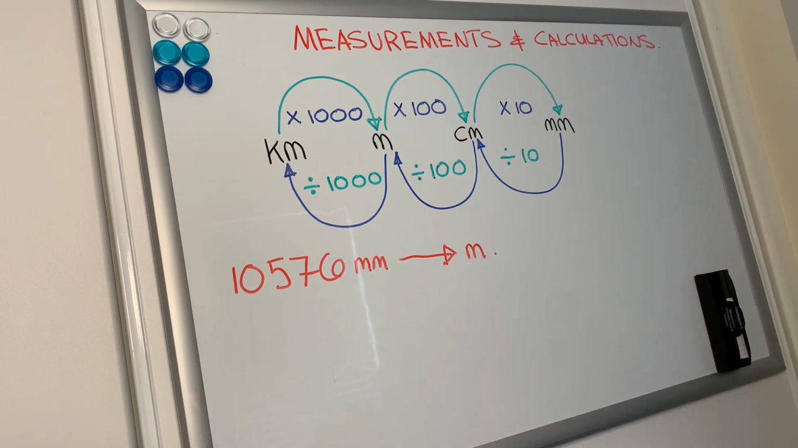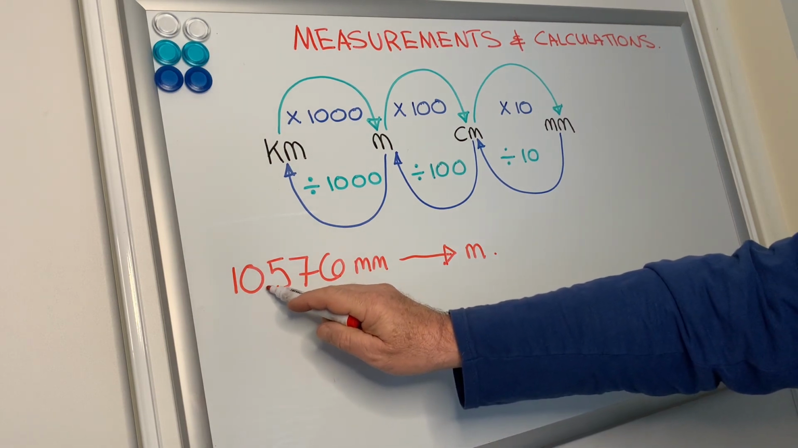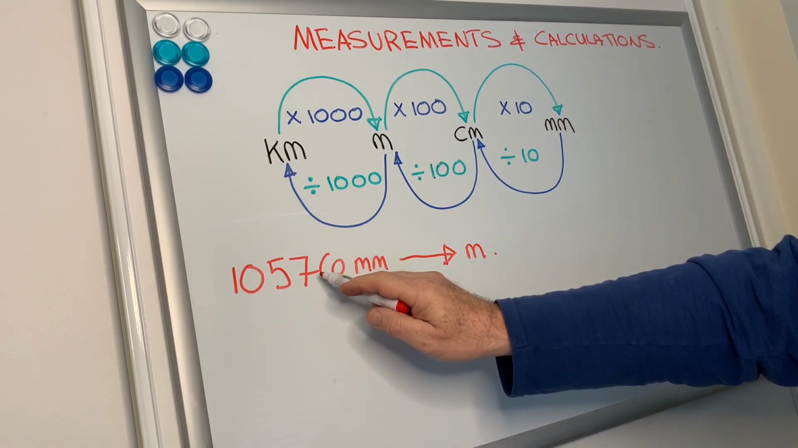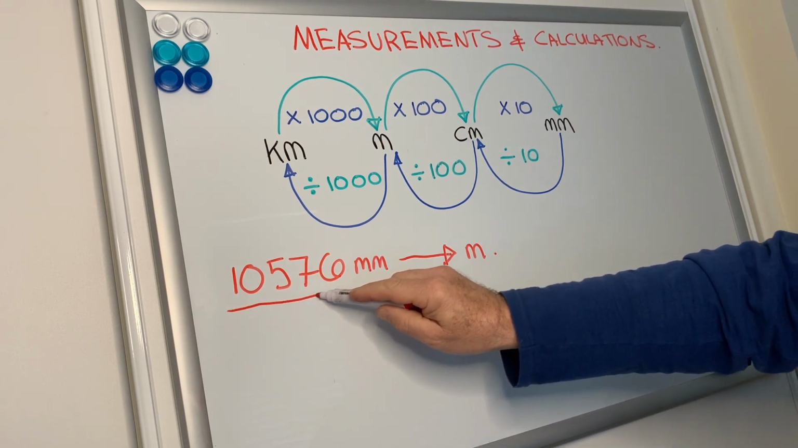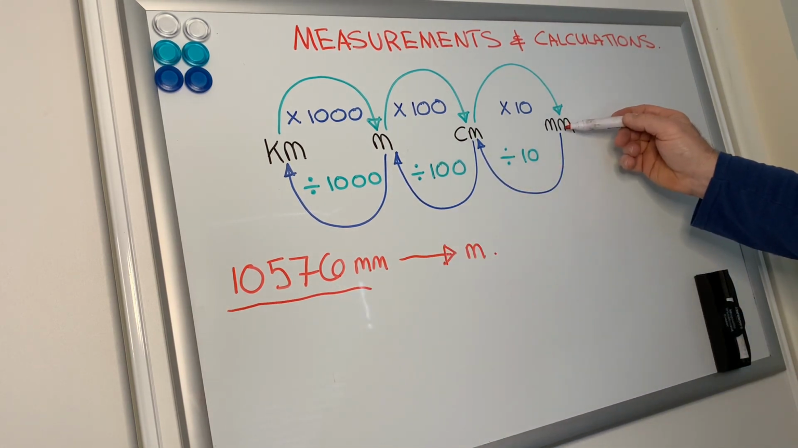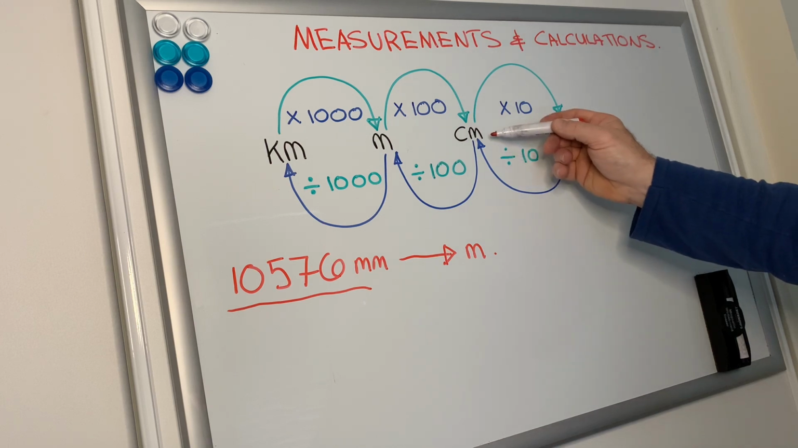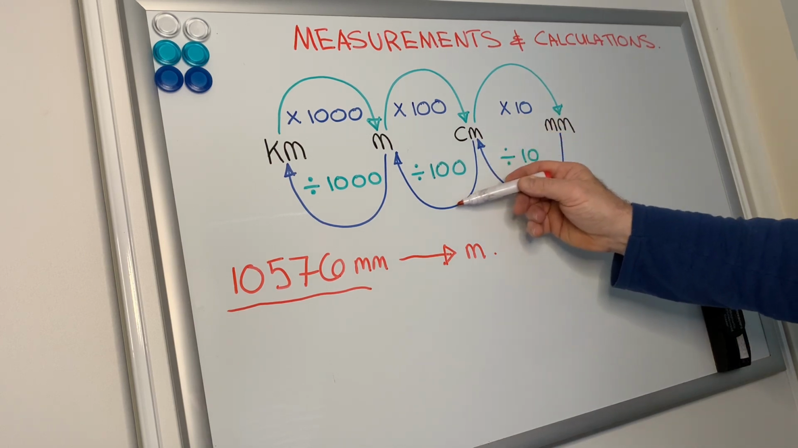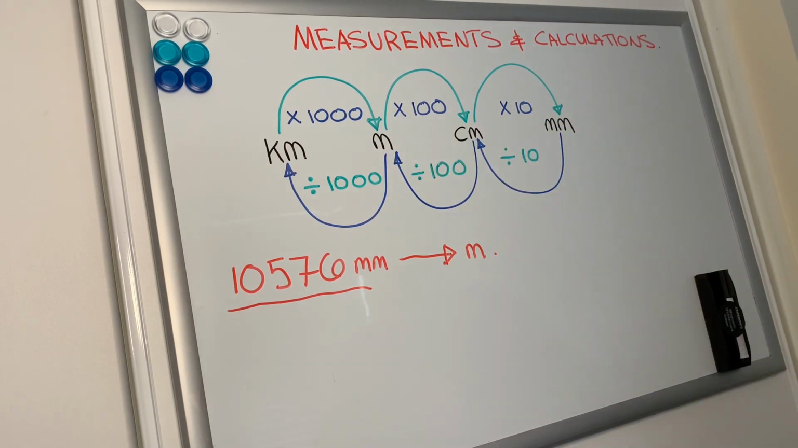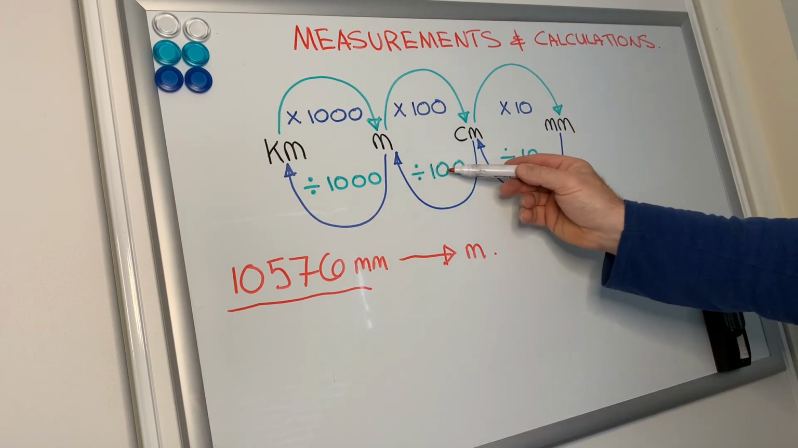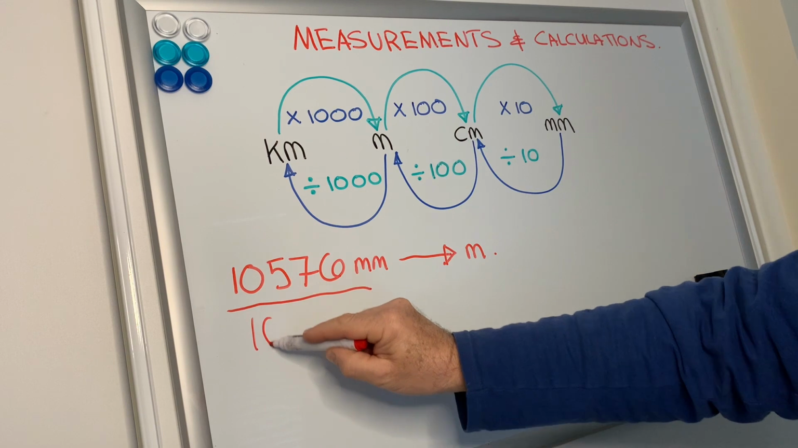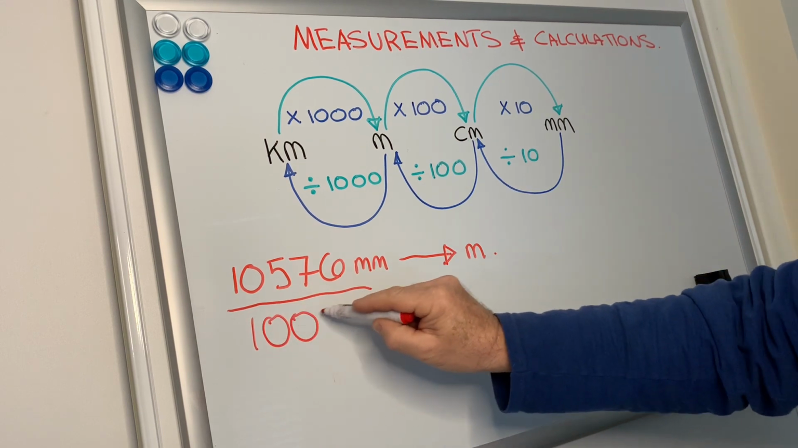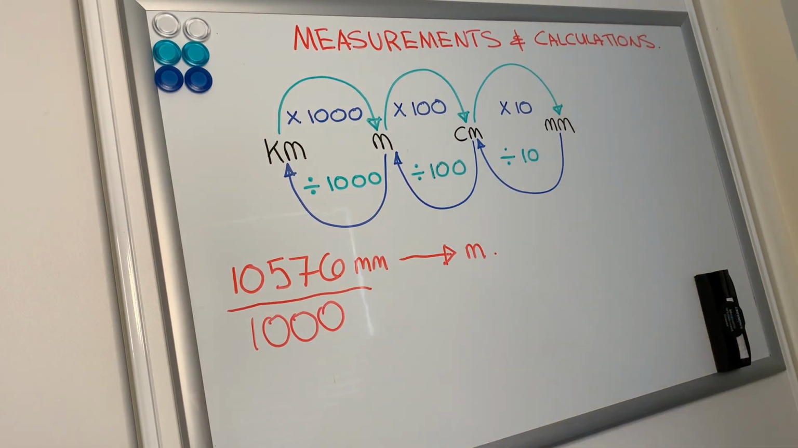And the way in which we would go about it is we're going to say 10,576 divided by, now we're at millimetres, so we're going to divide by 10, then we're going to divide by another 100 to take us to metres. So we're actually going to divide by 100 and the 10, which makes 1000. That's what we're going to do.